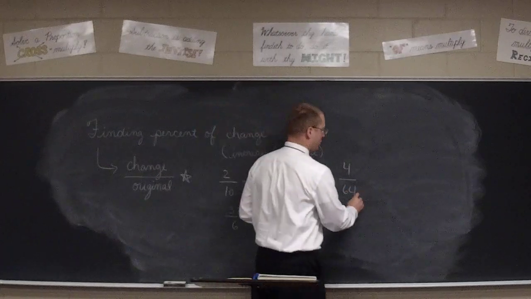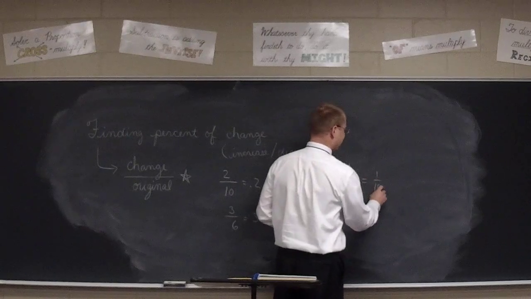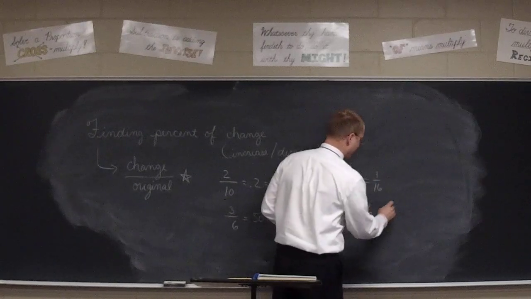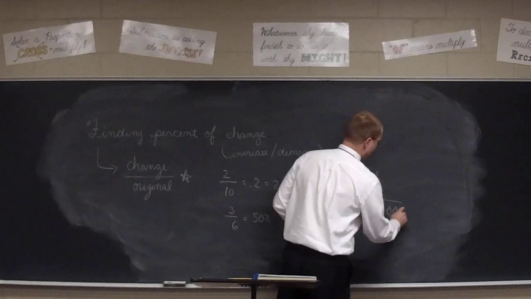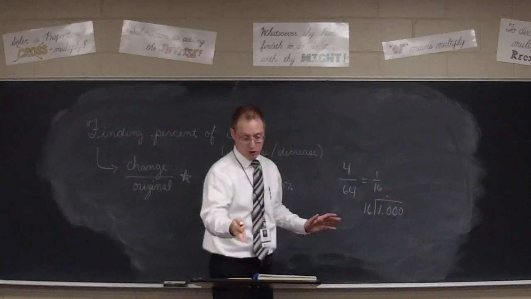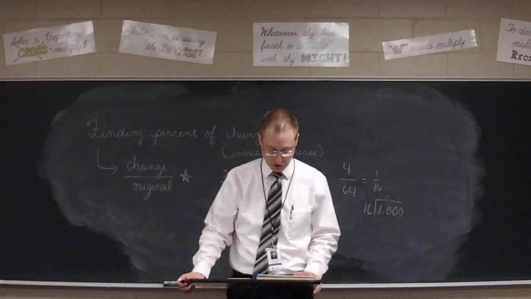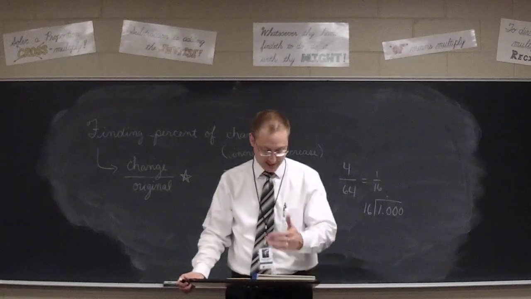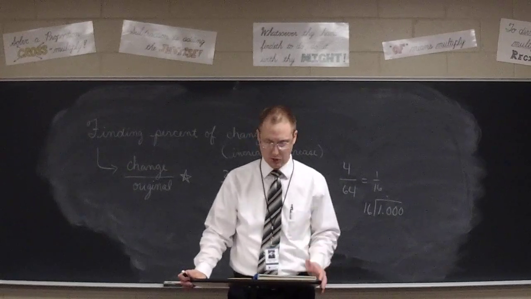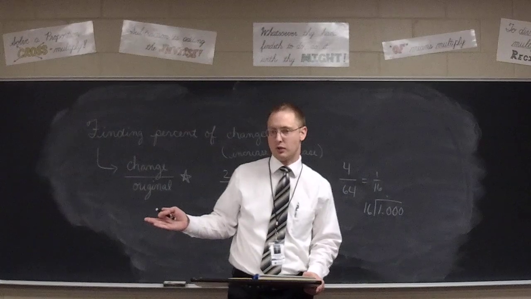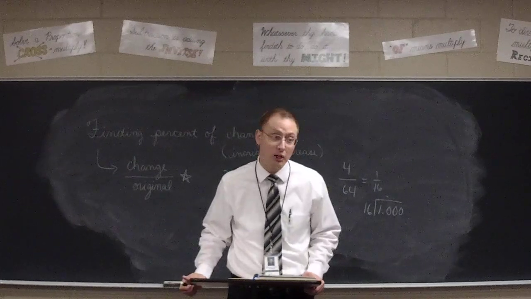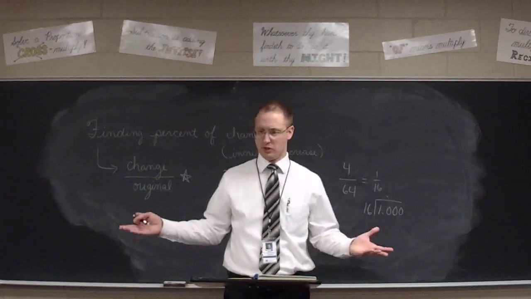Now, what was the original? 64. So you can reduce that down to 1/16 and then divide that out. Of course the book does the work, so we'll save the time there. You get 0.0625. They push it back to 6.25 or 6.3%. The final thing is increase or decrease. Well, did the temperature go up or did it go down? So that'd be decrease. Pretty easy.